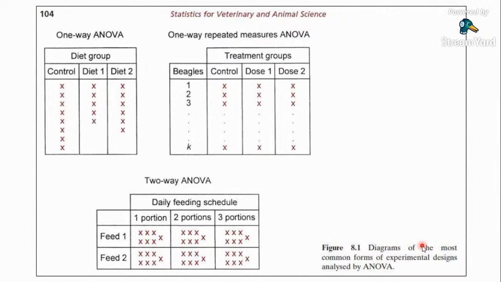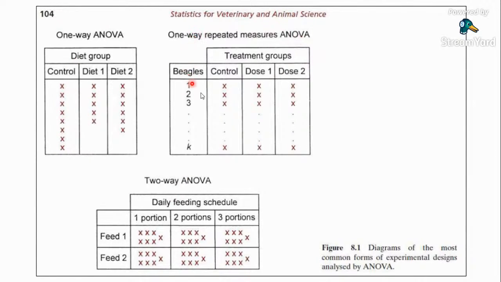This you see is the layout of a one-way ANOVA. Here you see there are three groups. One is control, then we have diet 1 and diet 2, and the subjects. Now, the number of subjects in each group may not be the same. If you have this kind of experimental situation, we can go for a one-way ANOVA.